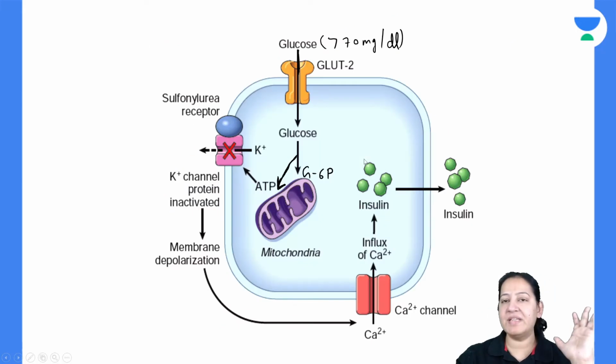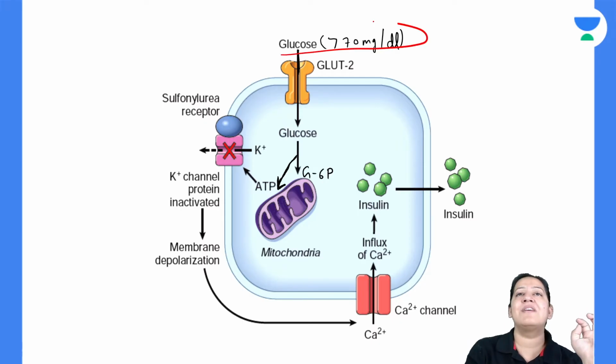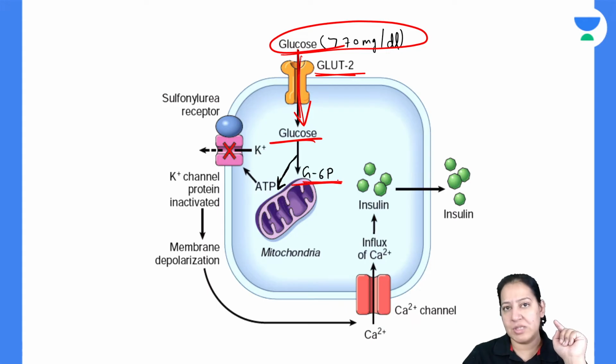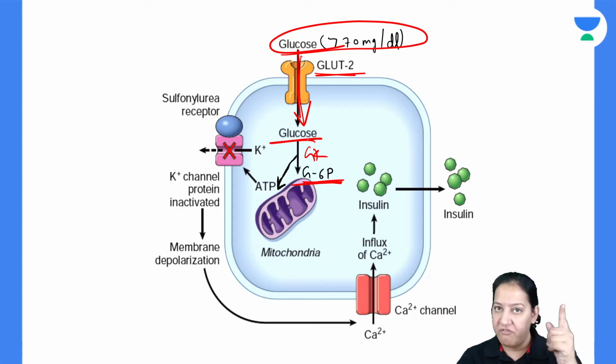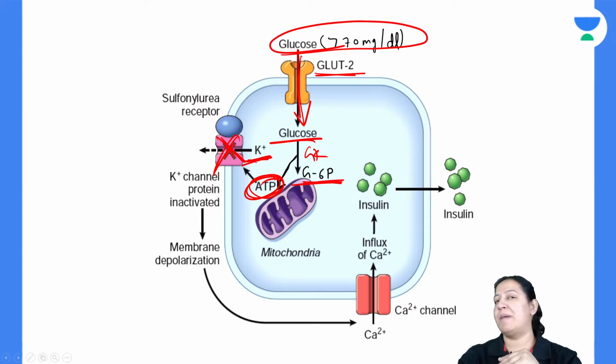So this is a beta cell of the pancreas. Whenever glucose in the blood is more than 70 milligram per deciliter, it enters inside the beta cell of the pancreas via a transporter. The name of the transporter is GLUT2. After entering inside, glucose gets converted into glucose 6-phosphate via an enzyme. The name of the enzyme is glucokinase. During this conversion, one ATP is released. This ATP inhibits the ATP sensitive potassium channel present on the beta cell of the pancreas.